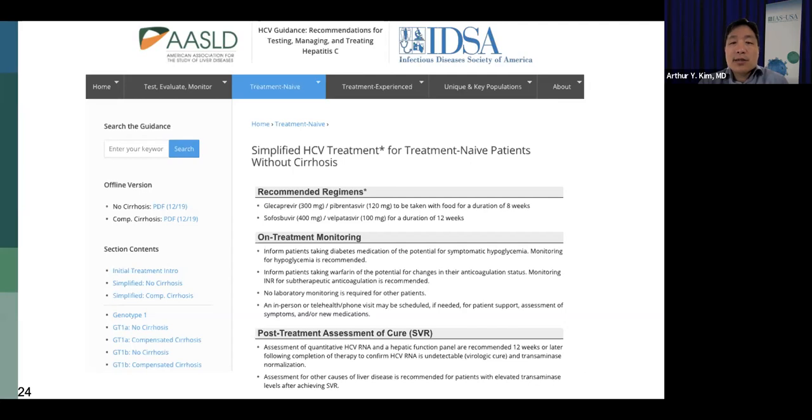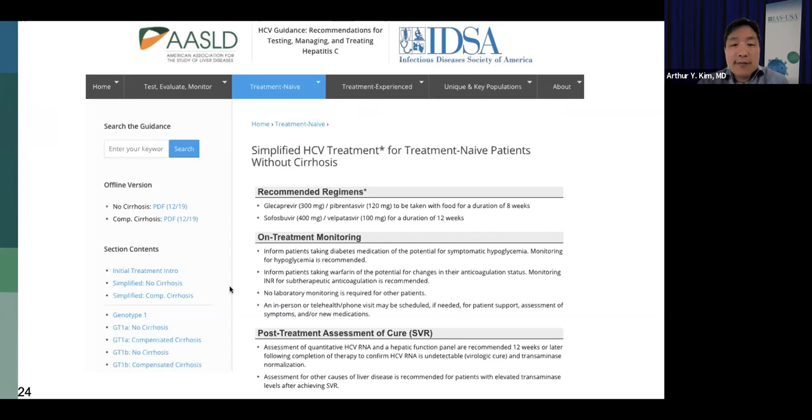There are anticoagulation concerns. No laboratory monitoring is required, as mentioned, and an in-person or telehealth phone visit may be indicated, not necessarily bringing the patient all the way in, trying to keep it simple, so to speak. And there are individuals that say that one would assess. So SVR is recommended to be checked at 12 weeks or later.